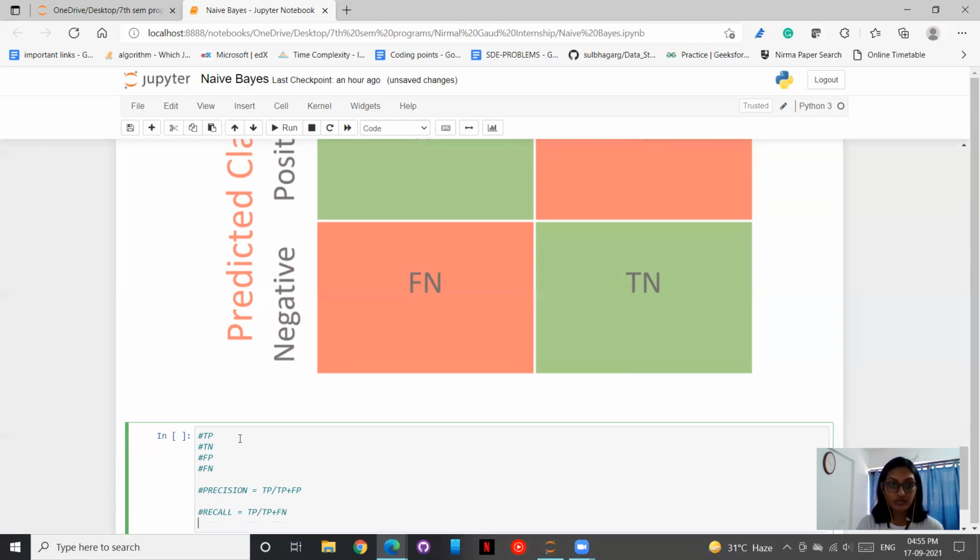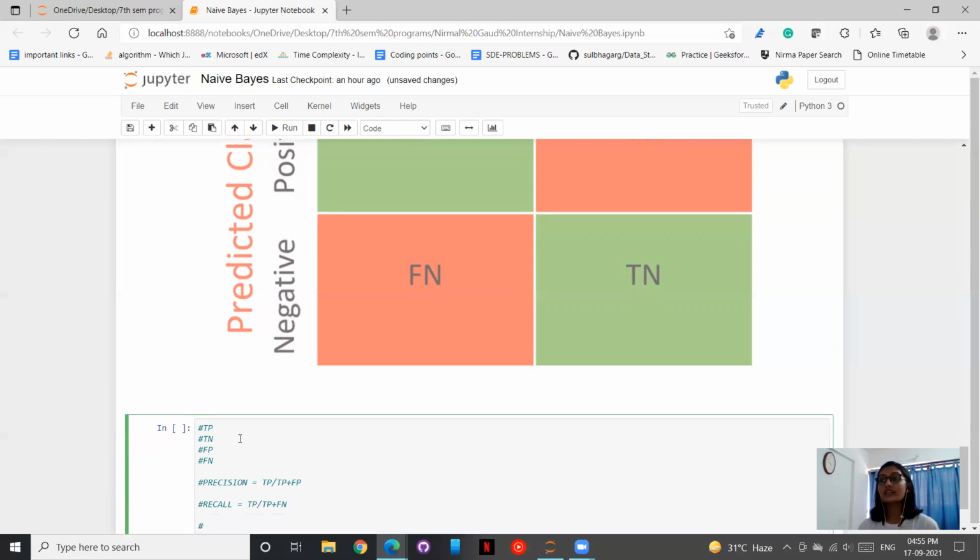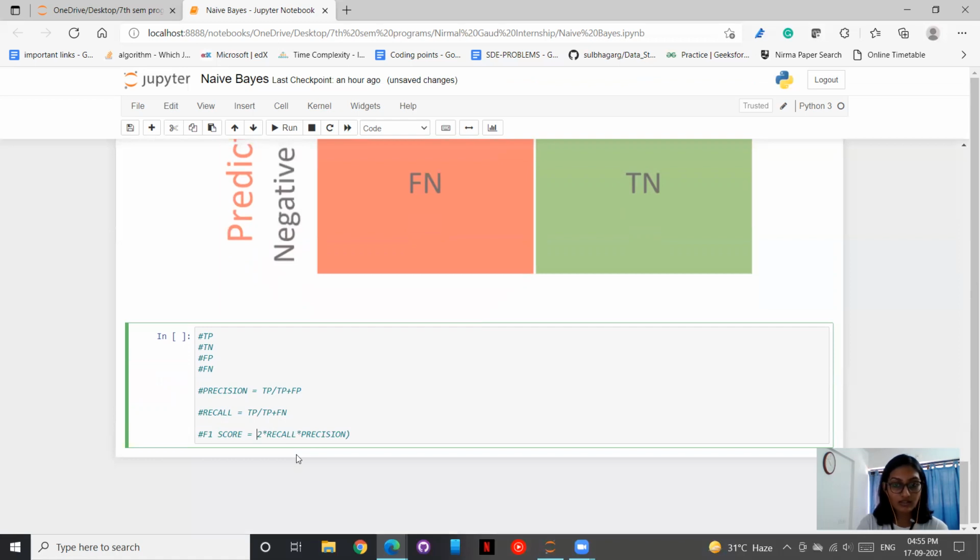Next comes the F1 score. The F1 score is the weighted average of precision and recall. Therefore, this score takes both false positives and false negatives into account. So the F1 score can be written as 2 into recall into precision, and we'll just add this into a bracket. This will be the numerator, and our denominator will be recall plus precision. This is our F1 score.